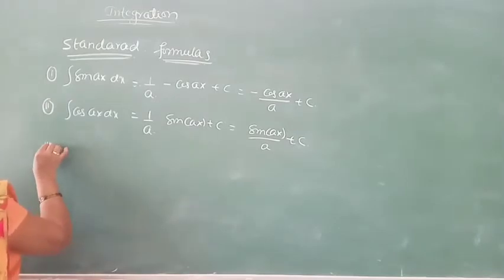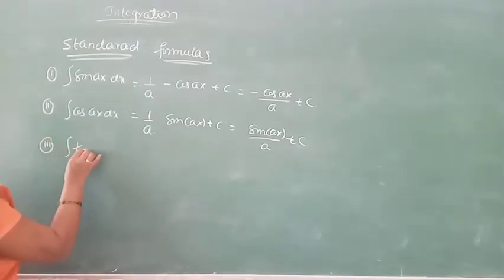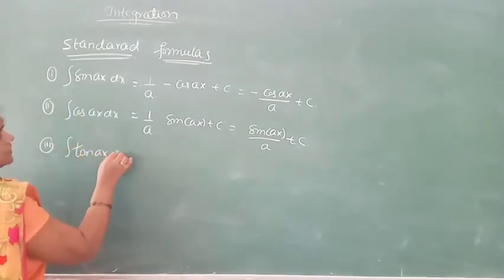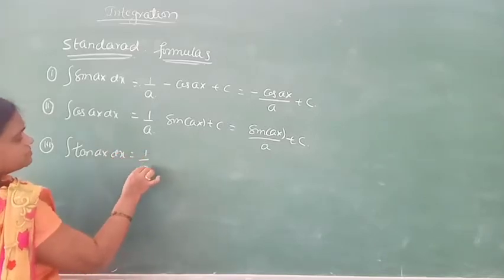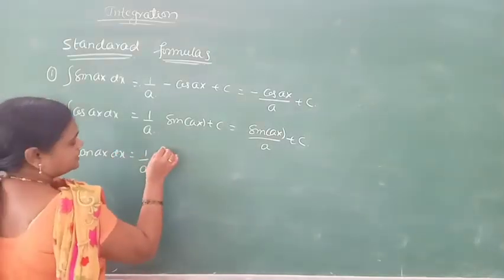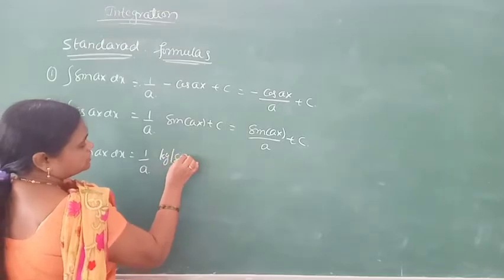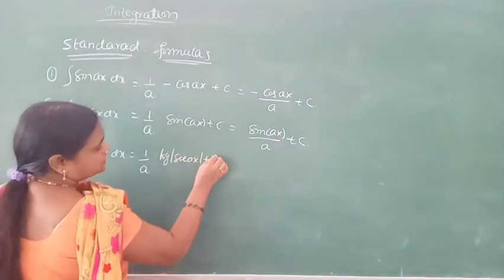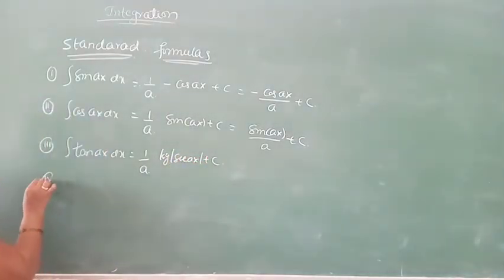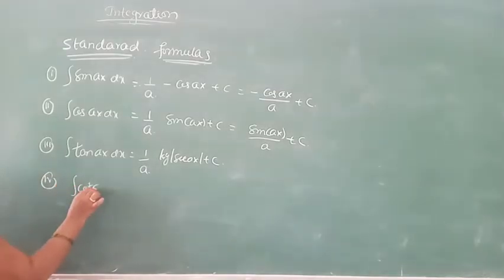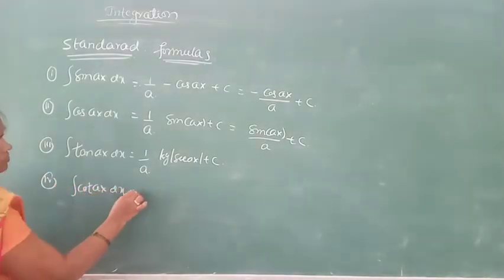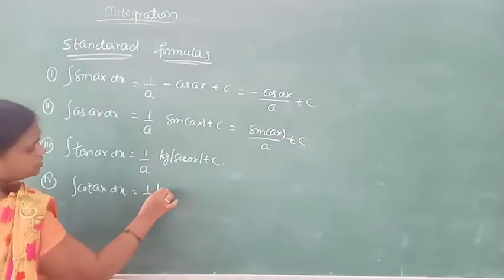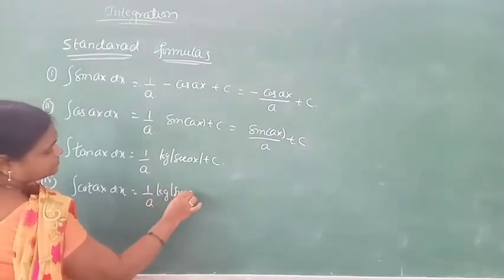Next, third one, integration of tan ax dx. It is again multiplied by a. Tan is log modulus of sec ax plus c. Next, fourth one, integration of cot ax dx. 1 by a. Cot is log sin ax plus c.